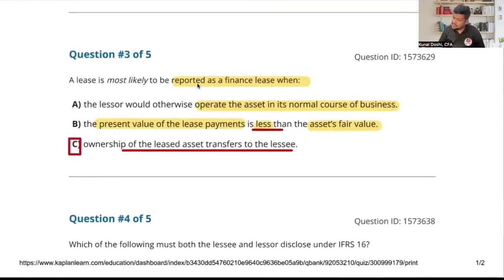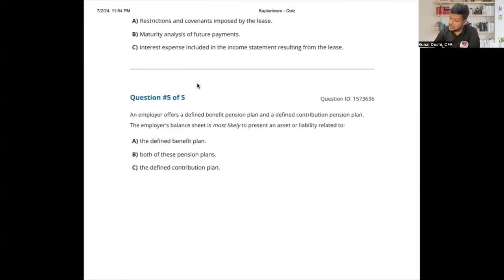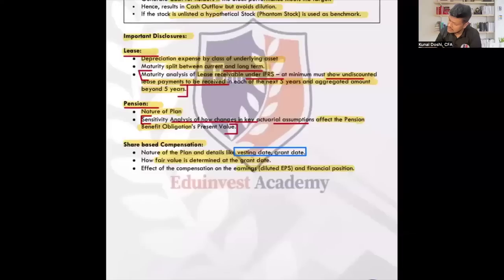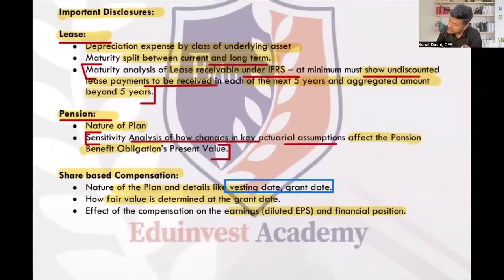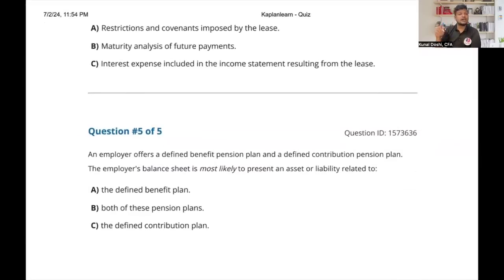Correct. Next, which of the following must both the lessee and the lessor disclose in IFRS? Yes, both of them should disclose. Restriction and covenants imposed by the lessee. See, lessee and lessor both. Maturity analysis of future payment, right? Maturity analysis. See, in terms of lease, maturity analysis is needed, right? Of lease receivable under IFRS is needed, but it is needed for the next future payments of the lease, right?